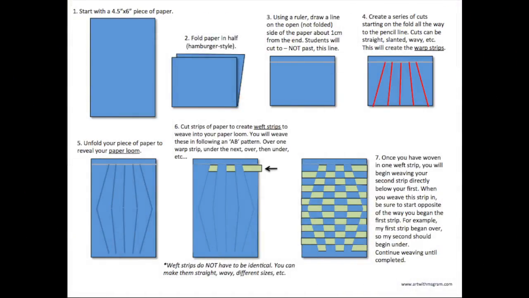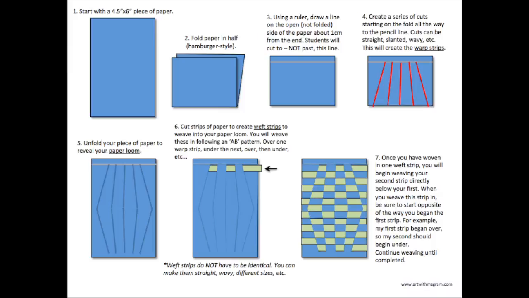Take a 6 by 9 piece of paper. Fold paper in half, hamburger style. Using a ruler, draw a line on the open, not folded side of the paper, about 1 centimeter from the end. Students will cut to, not past, this line. Create a series of cuts starting on the fold all the way to the pencil line. Cuts can be straight, slanted, wavy, etc., and this will create the warp strips.